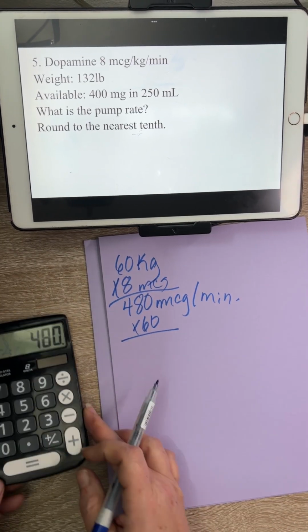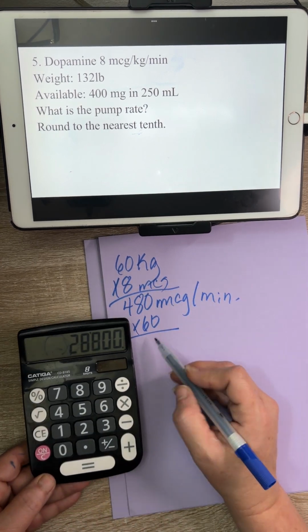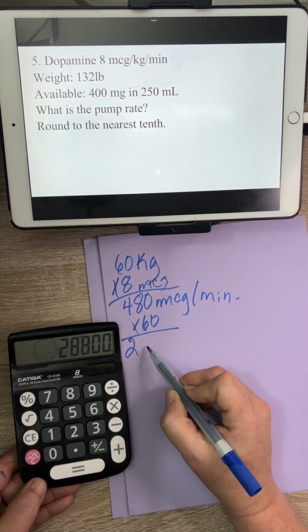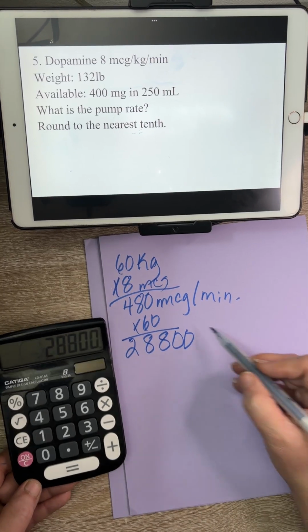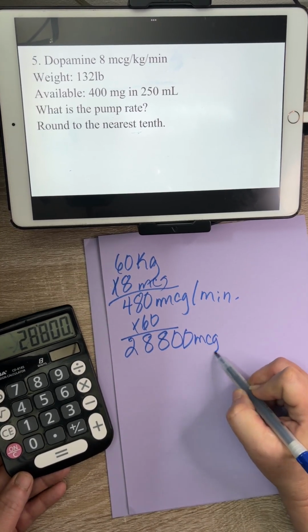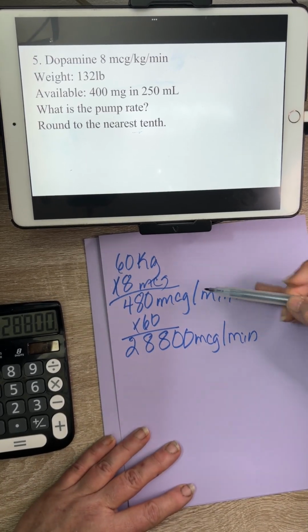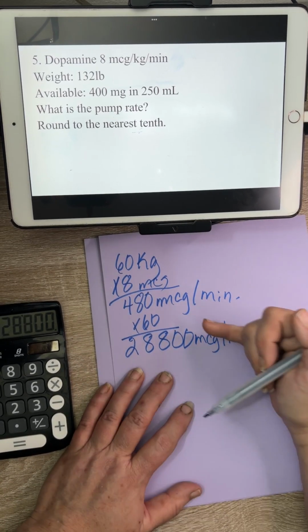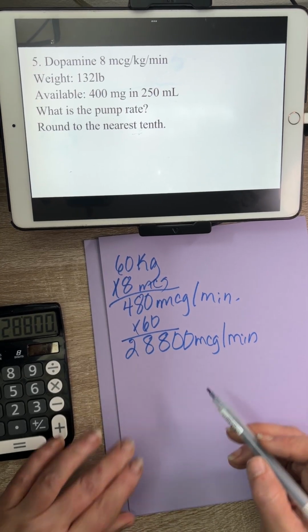All right. I believe you're picking up what I'm putting down. Times 60. Look, don't that make you want to round it? 28,800. And this is micrograms per hour. You see how we did this? Boom, boom. If you can do it like a machine, it's going to make it easier for you.